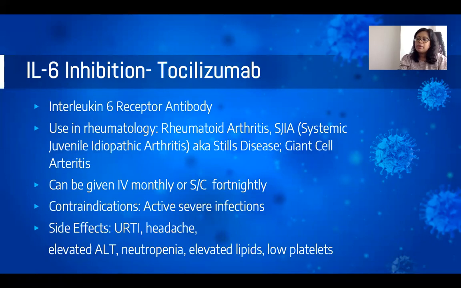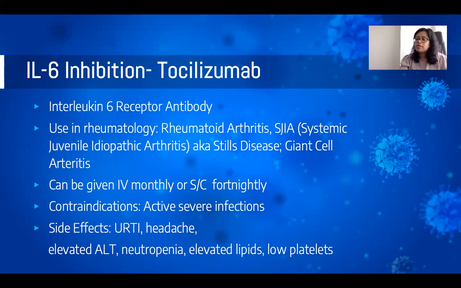Tocilizumab goes by the brand name of Actemra and is a recombinant human anti-IL-6 receptor antibody. Tocilizumab binds to, but doesn't activate, the IL-6 receptor. So it basically prevents the cytokine IL-6 from binding to its receptor and causing the downstream effects.